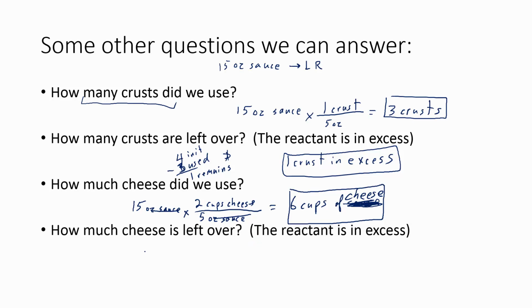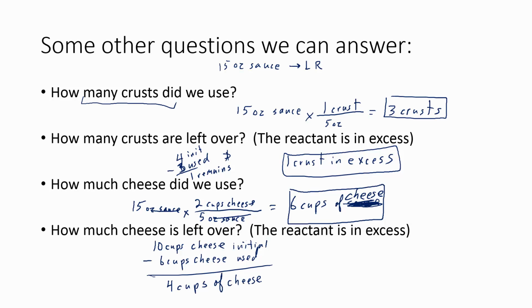All right, well, how much cheese did I start with? I started with 10 cups of cheese. I just used 6 cups of cheese from that initial 10. So that means I'm left with, or have in excess, 4 cups of cheese. Right, so when the reaction is over, I'm going to still have 1 crust left and 4 cups of cheese.